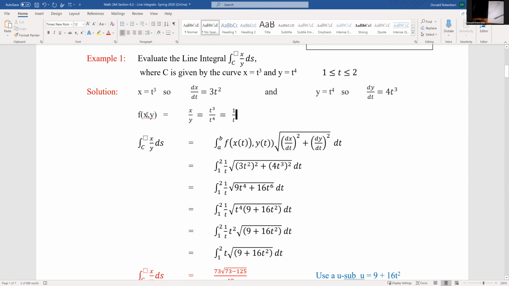Now, what about the function f of x, y? Because that's this fella here. It looks messy when it's written like this, but essentially you take the formula, in this case x over y, and you replace all the x's by this guy and all the y's by this guy, and then you make it look pretty. So in this case, x over y becomes 1 over t.